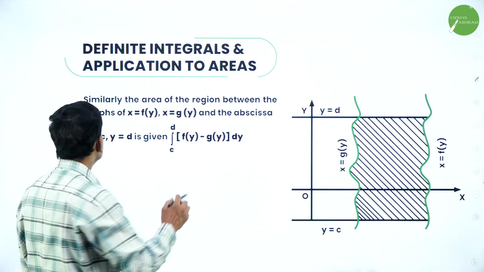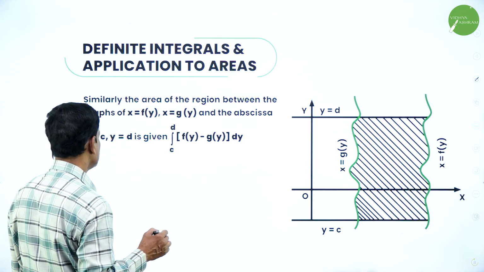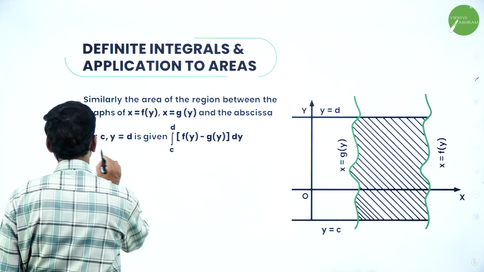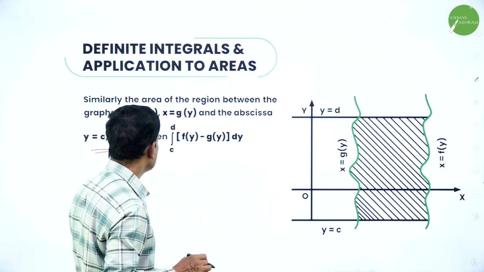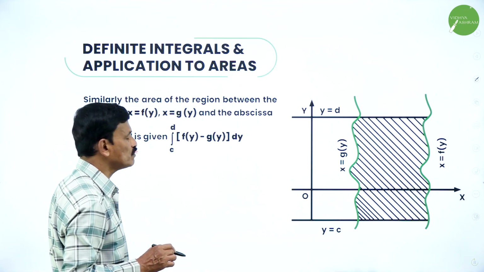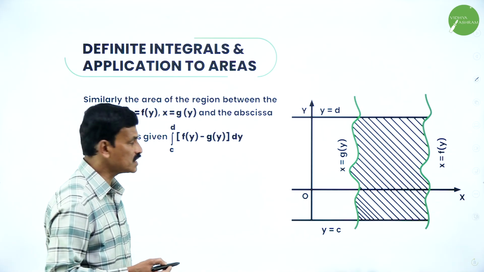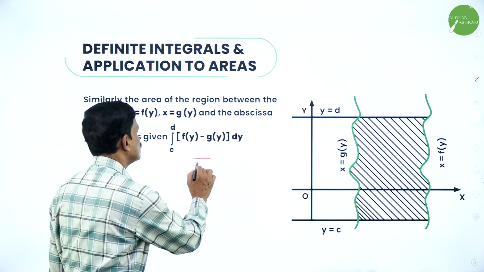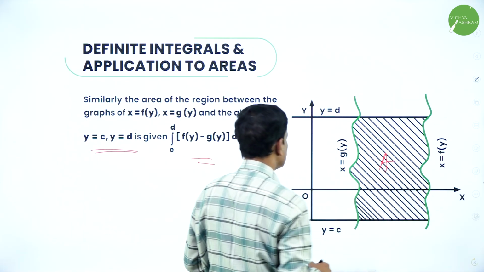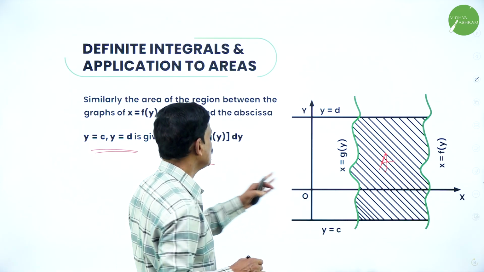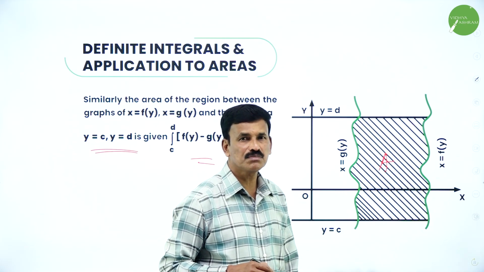Similarly, the area of the region between the graphs y equals f of x and x equals g of y, and the abscissa y equals c and y equals d, is given by integral c to d f of y minus g of y dy. So the first one is f of x minus g of x into dx. Here it is f of y minus g of y into dy. This is the area. So the area of this shaded portion is given by integral c to d f of y minus g of y.